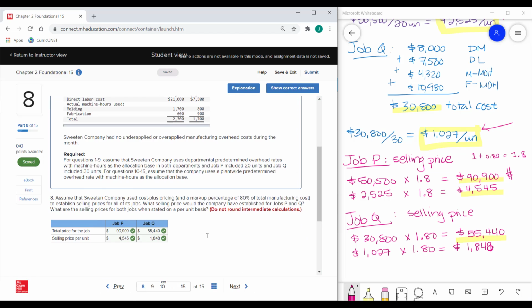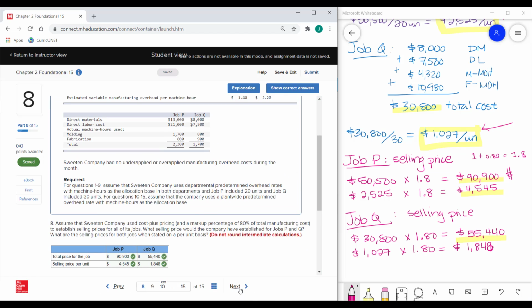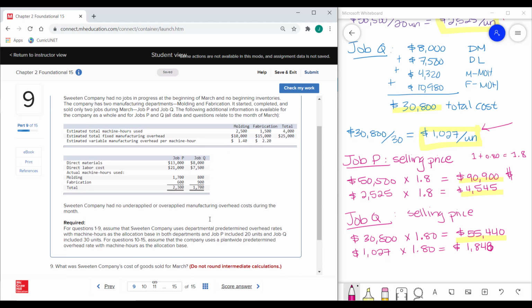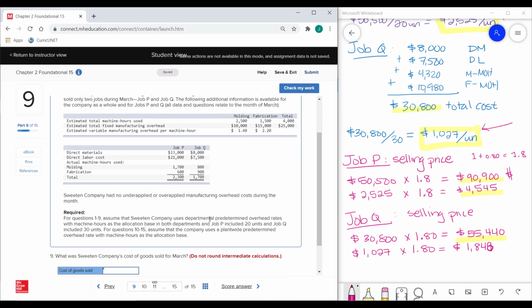Very good. Perfect. On to the next one. So here we have number 9. This question is asking, what was Sweeten Company's cost of goods sold for March?